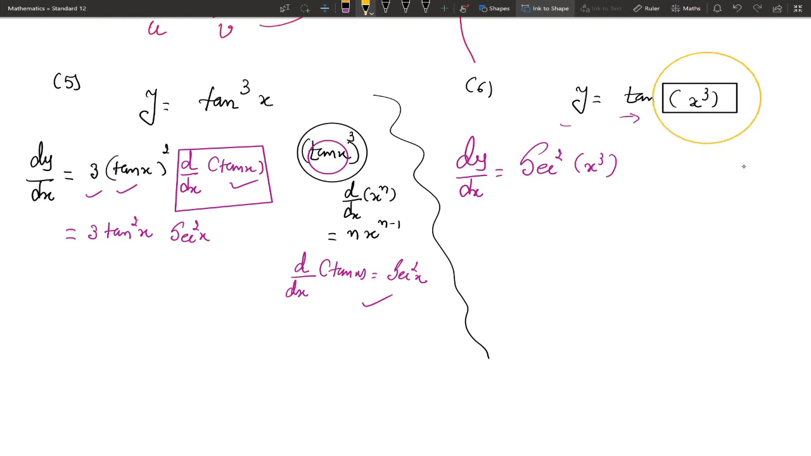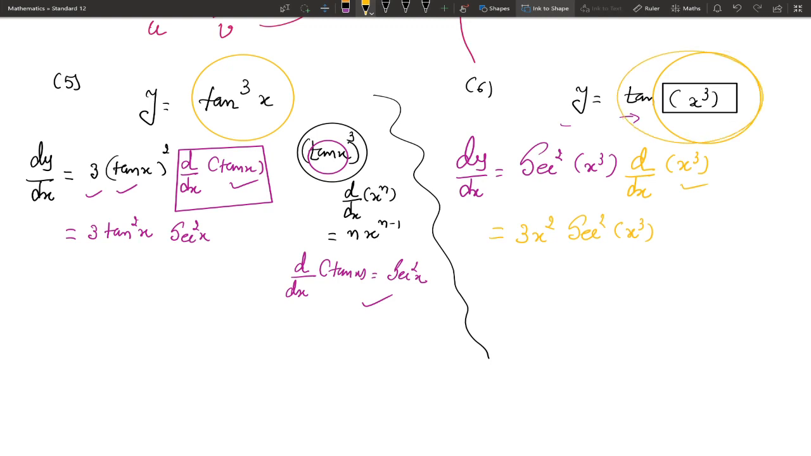Inside it is a function of x. So by chain rule, d by dx of x cube. Now derivative of x cube, 3x square sec square x cube. So this is the difference between the derivative of tan cube x and tan of x cube.